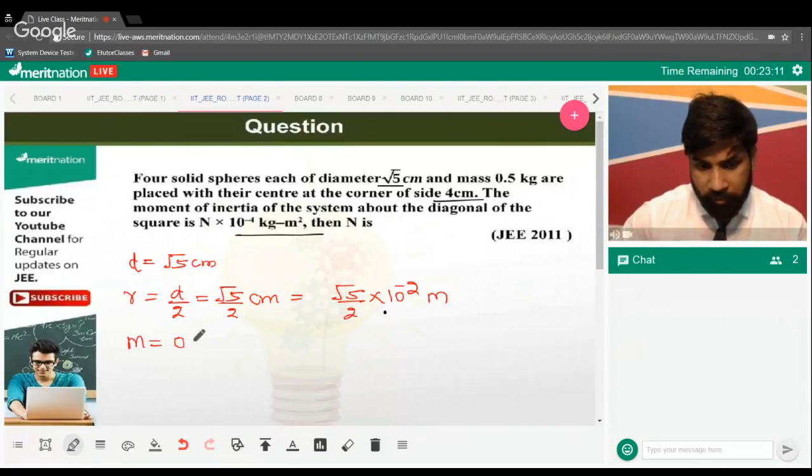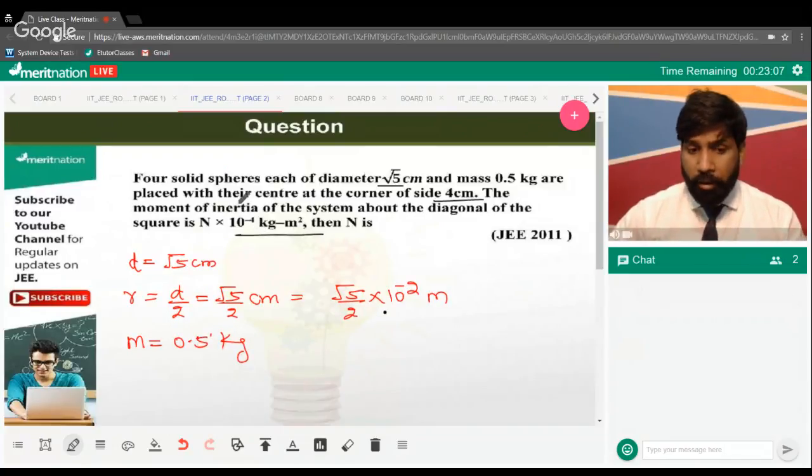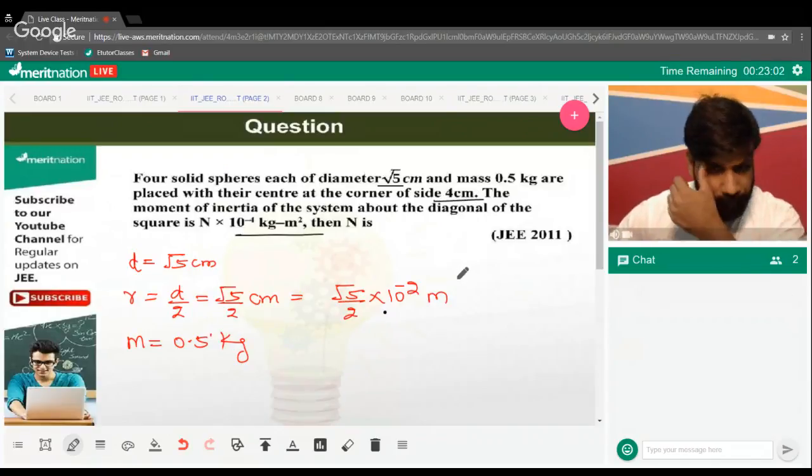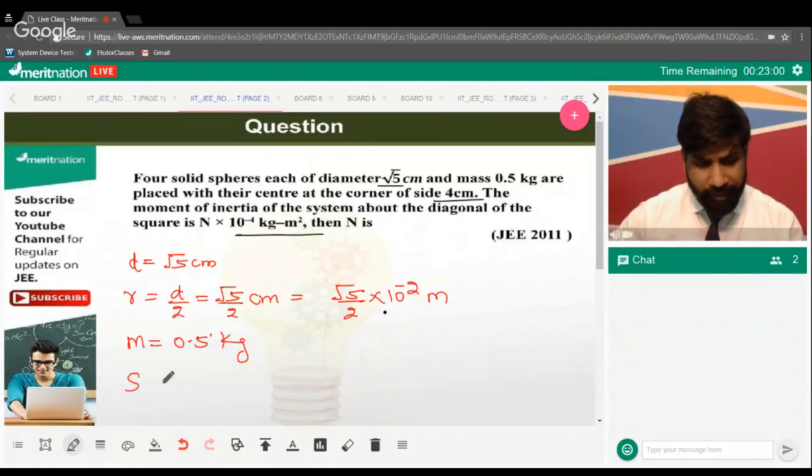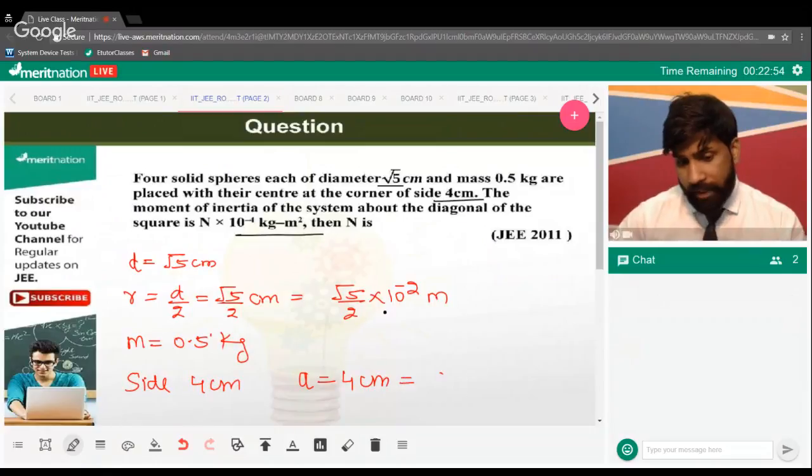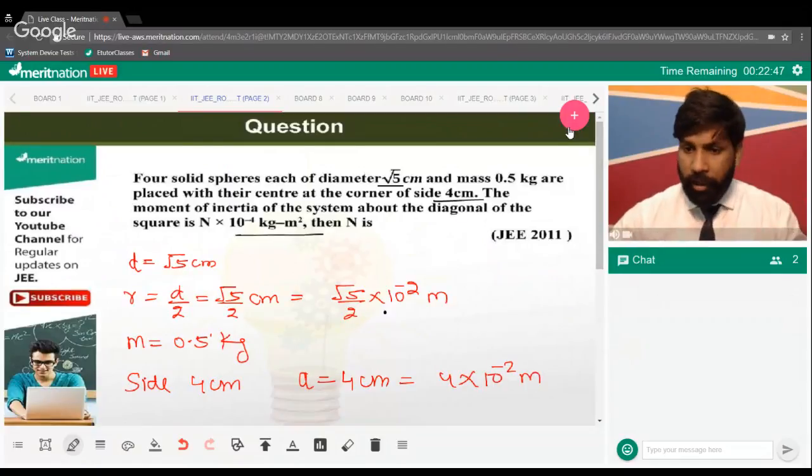You can see the mass of this solid sphere is given as 0.5 kg, and placed with their centers at the corners of side 4 centimeter. See here, the side is given here, 4 centimeter. So the value of A here is 4 centimeter, or we can say 4 into 10 raised to power minus 2 meter. Now let me draw the diagram of this question.